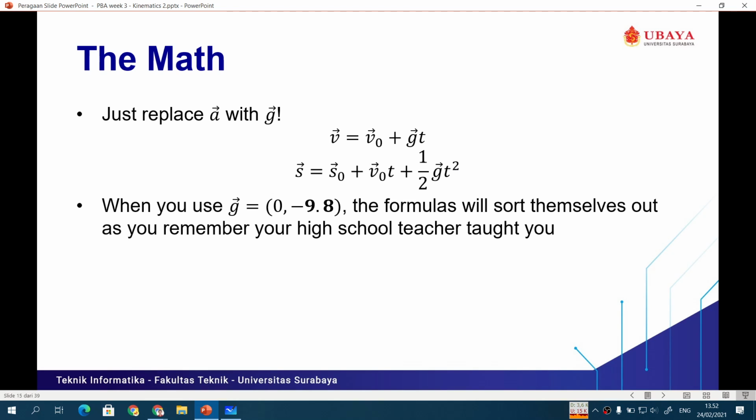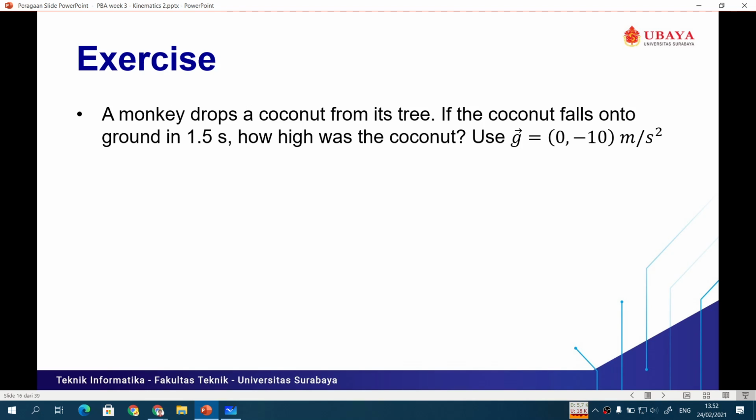Yeah, so it's really simple. You don't really need to memorize a specific formula for freefall motion. Just use the uniform acceleration or KLPP, but remember to replace a with g. So it is very simple.